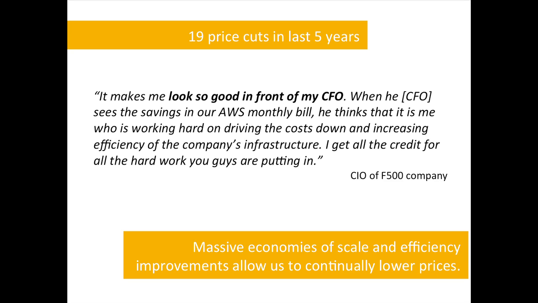I was talking to one of the CFOs or CIOs of a large enterprise company who is using Amazon S3 and several of our services effectively in a large setup. He told me over a lunch conversation that he is using several Amazon services, and it looks so good in front of his CFO that the CFO thinks he and his teams are totally working towards driving efficiencies and cutting costs, while he is doing nothing, and Amazon is just cutting the pricing, and they see savings in the next month's bill. And that's fundamental to the AWS pricing philosophy: understanding that massive economies of scale and driving efficiency improvements allows us to pass those savings back to the customer.